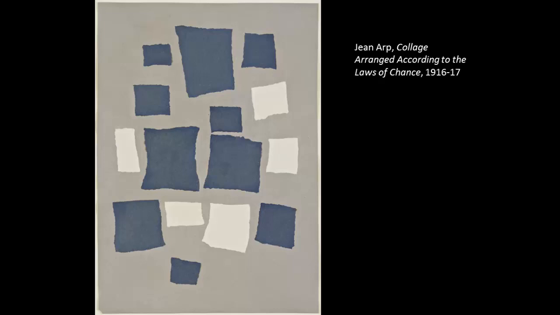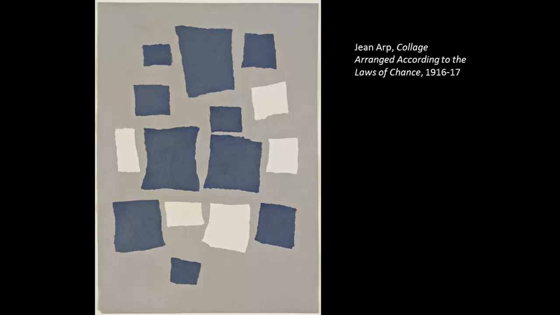artist Jean Arp. And it's called Collage Arranged According to the Laws of Chance, dating from 1916 to 1917. Arp was a Swiss artist, and he's one of the founders of the European Dada movement. Collage was a medium embraced by Dada artists, and you can think of this as deriving from synthetic cubism. Here, the title tells you exactly what went into the process of this creation. The element of chance created the entire work.